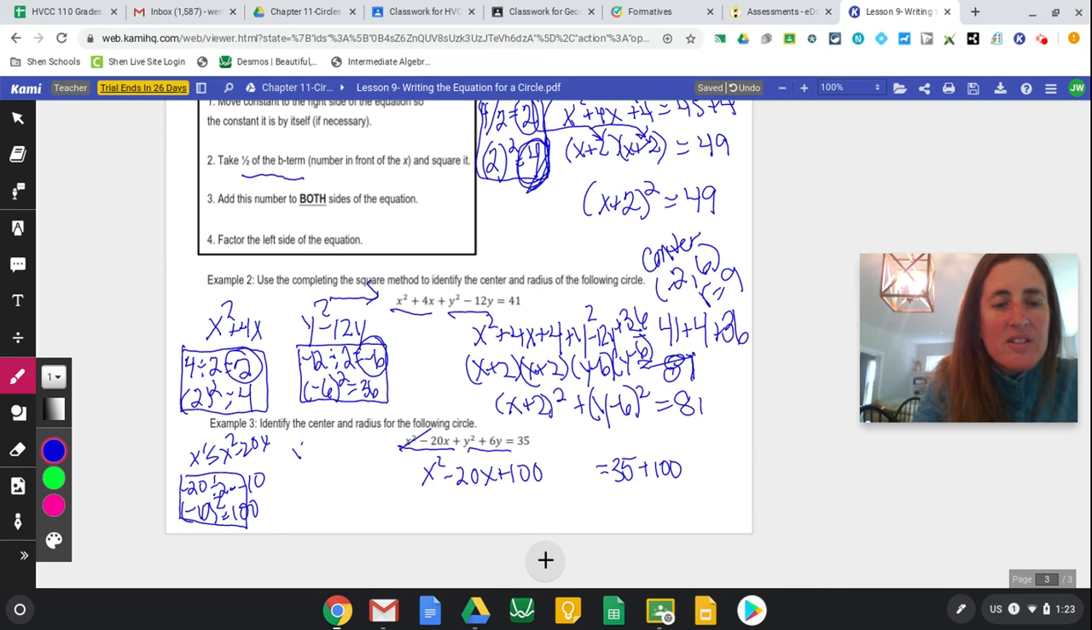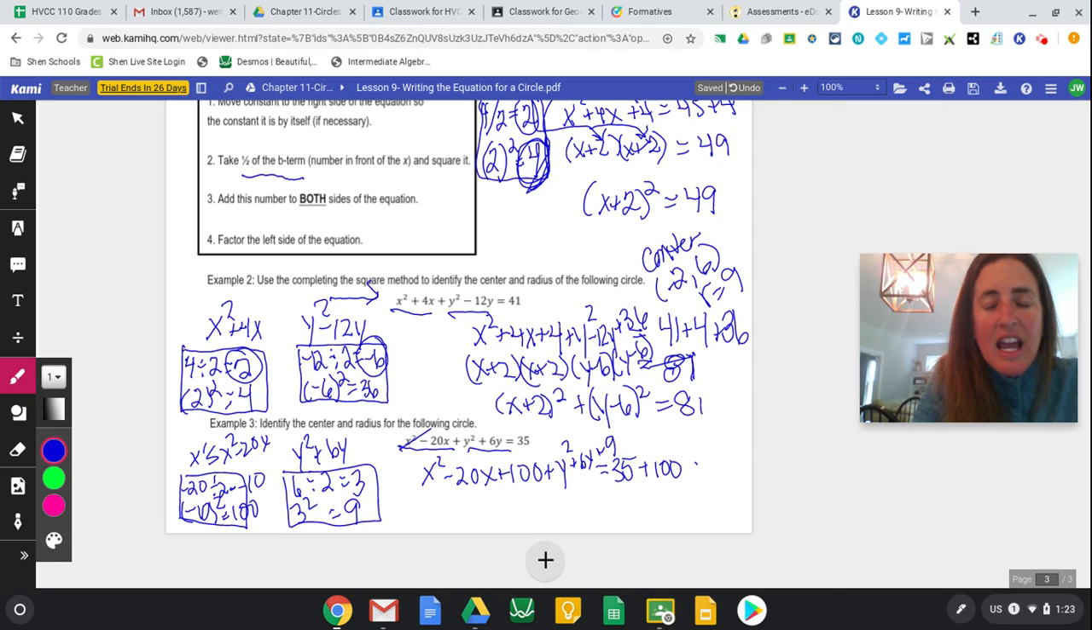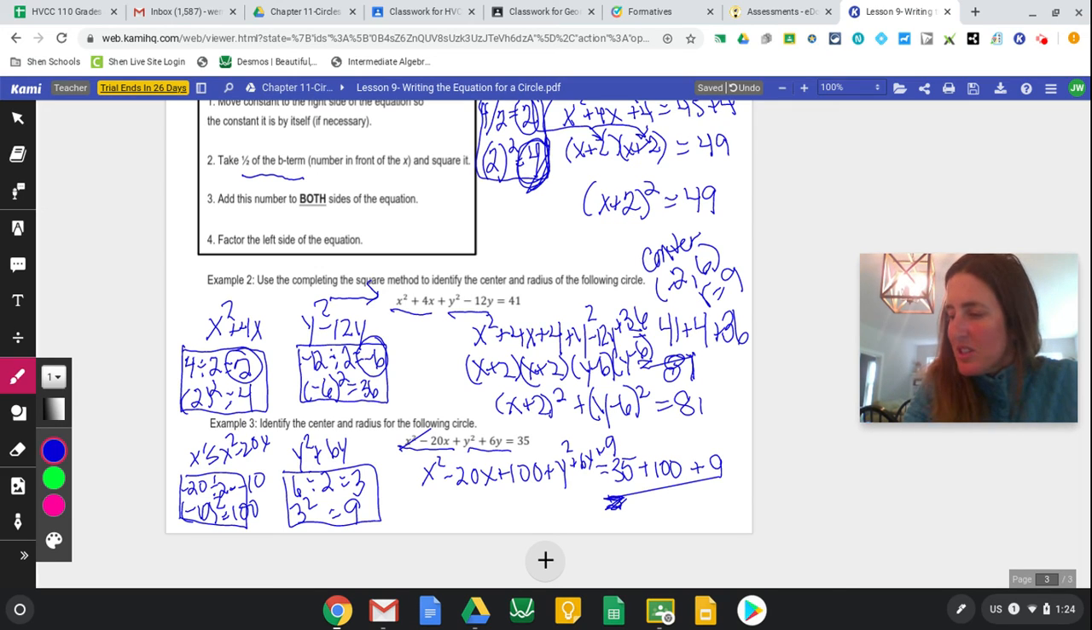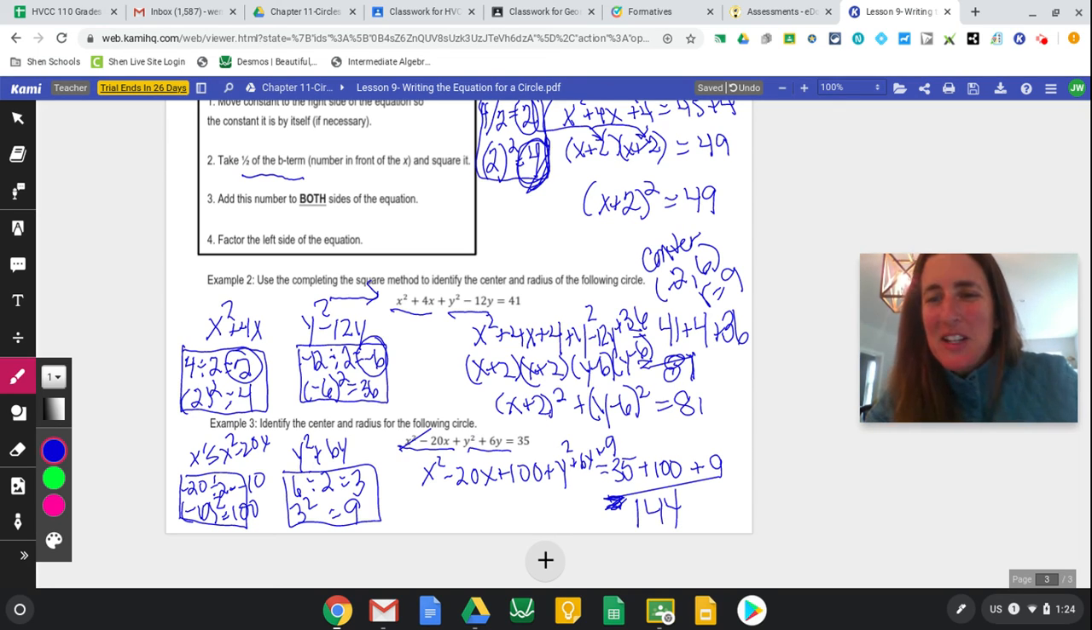Okay, now let's look at our y's. We've got y squared plus 6y. So I'm going to be taking half of 6, which is 3, and 3 squared is 9. So now it's going to be y squared plus 6y plus 9, and I'm going to add 9 over here. Oh, I was frozen. Okay, so see this mess I made here. So that equals, what's 35 plus 100? Plus another 9. 144! It's a perfect square.